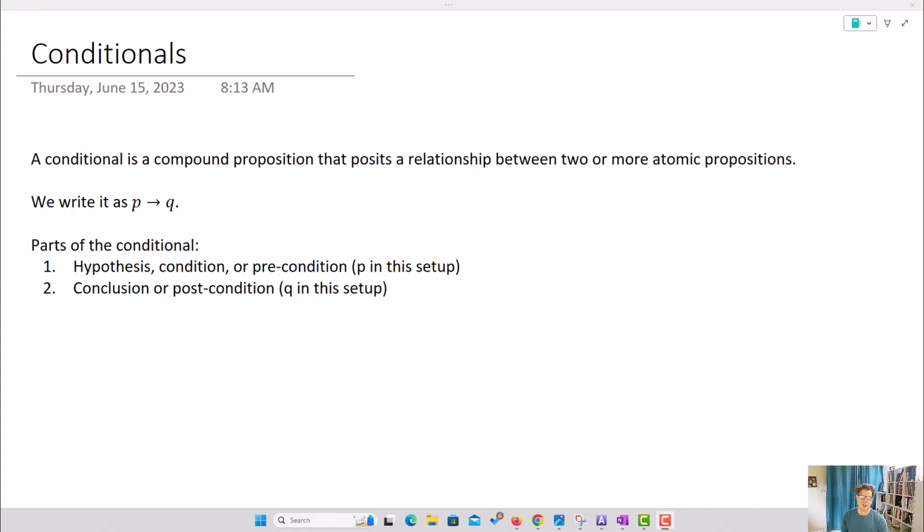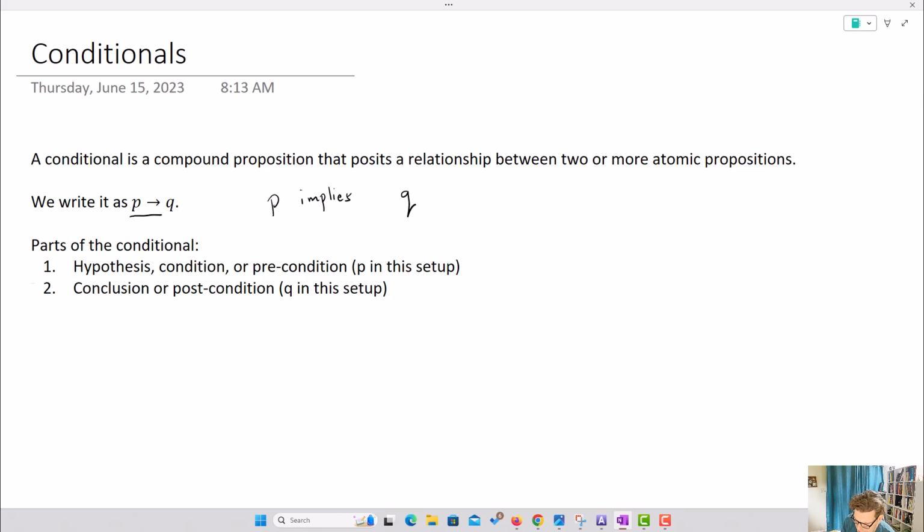So what is a conditional? A conditional is a compound proposition that posits a relationship between two or more what we call atomic propositions. So these are smaller propositions that then go in to make up the larger conditional. We write it as P implies Q. We're going to see that a lot, but when we're just talking about the logic, we say P implies Q. There are two parts to the conditional.